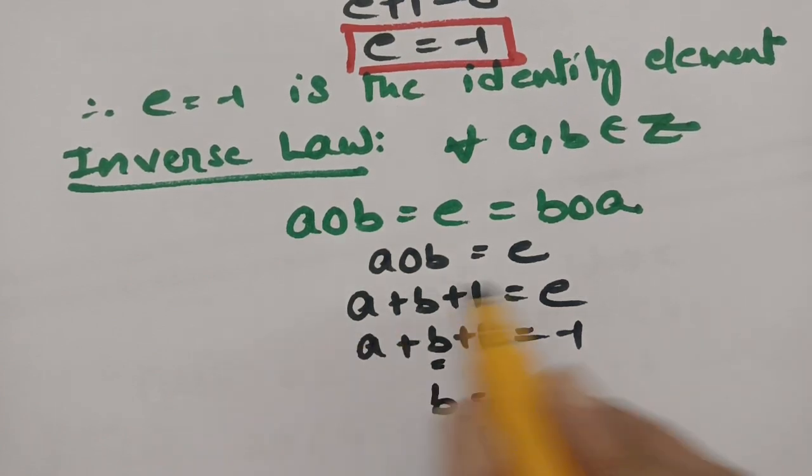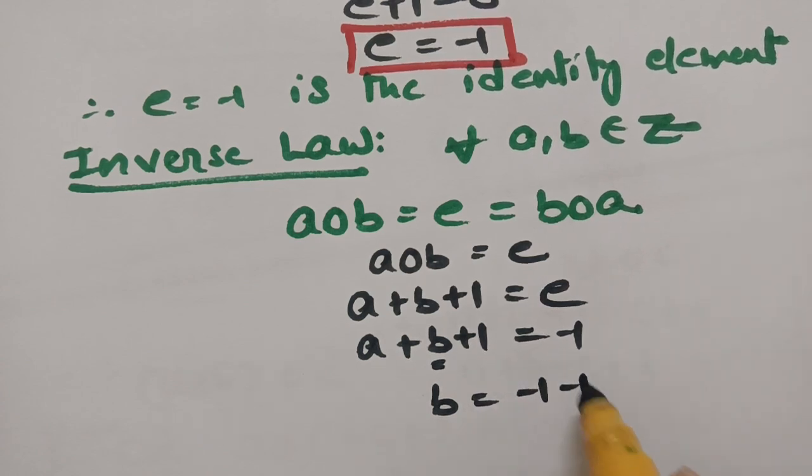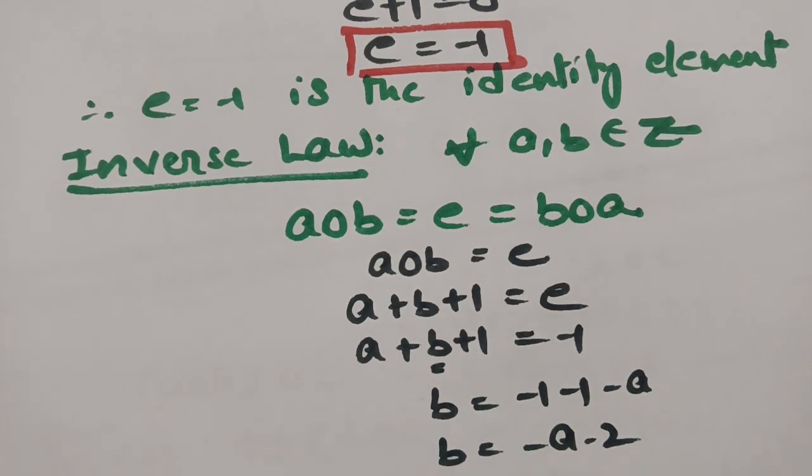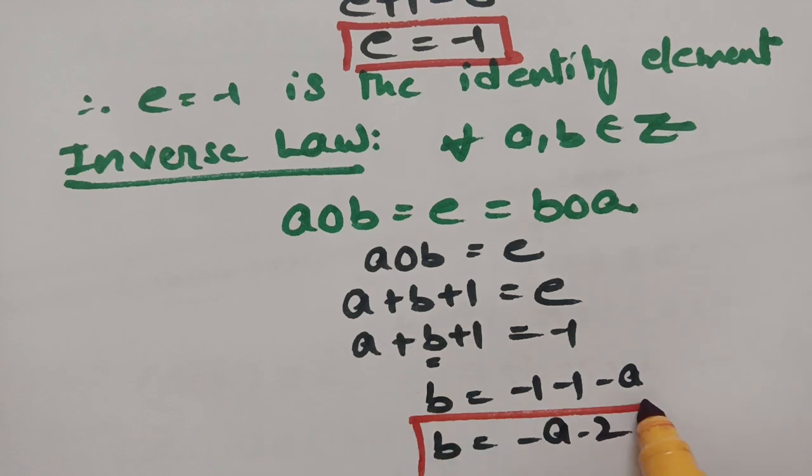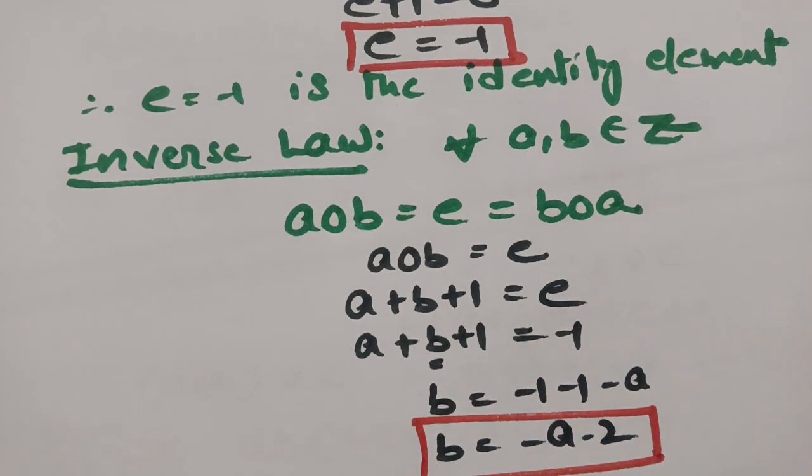And therefore I am sending these two to the other side. This is minus 1 already, this is minus 1, and this is minus A. So B is nothing but minus A minus 2, and therefore B is the inverse of A. Therefore every element has an inverse.